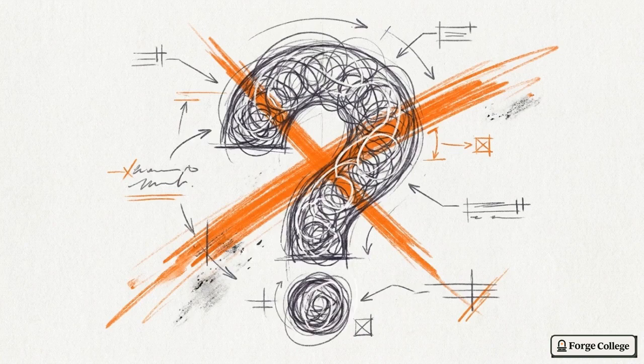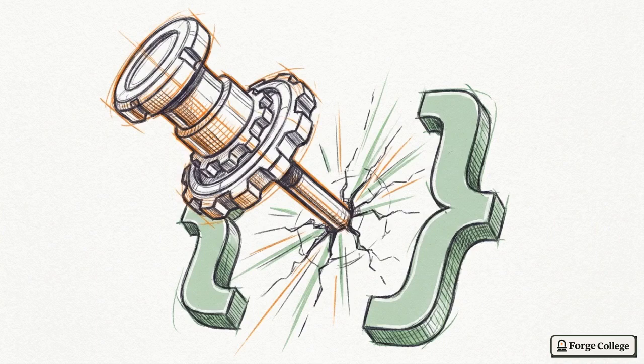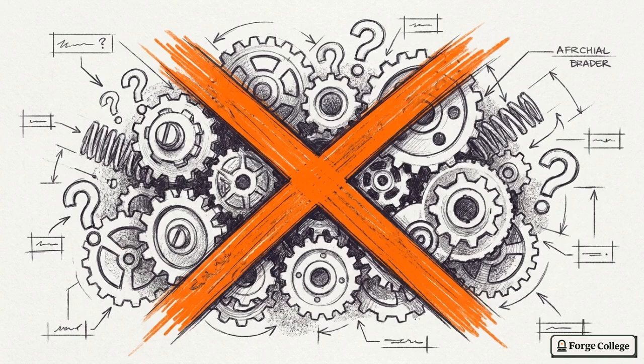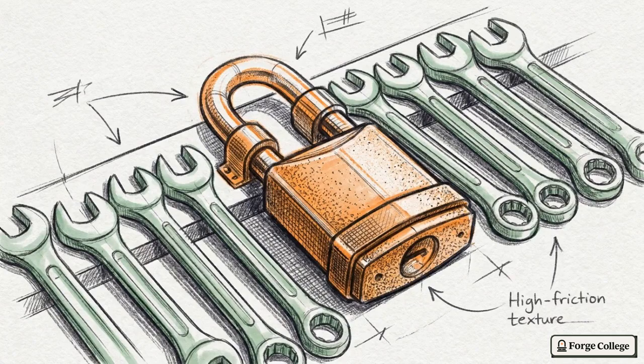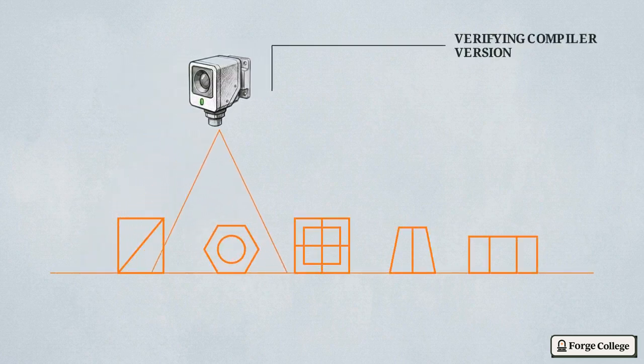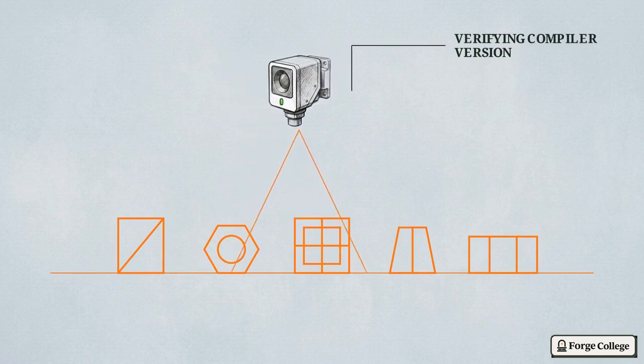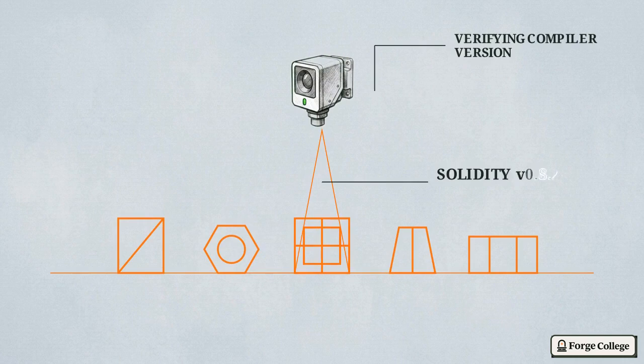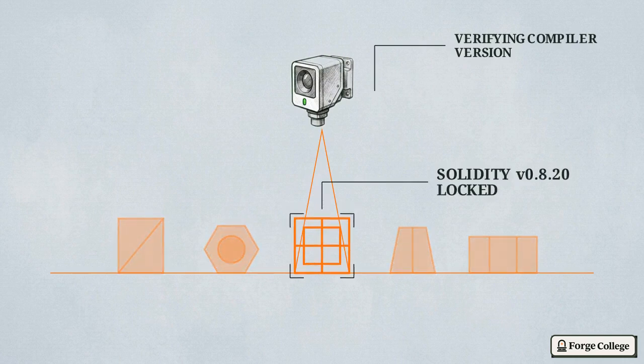The very first rule of automation is simple: remove all assumptions. We do this through a process called pinning inputs. Instead of telling your tools to just use whatever default settings happen to be available, you lock down the exact version of every single tool you need. Looking at this schematic, we see our robotic scanner meticulously checking its materials. We do the exact same thing with our code by specifying the exact Solidity compiler version we want, like version 0.8.20, rather than just asking the system to grab whatever it finds.